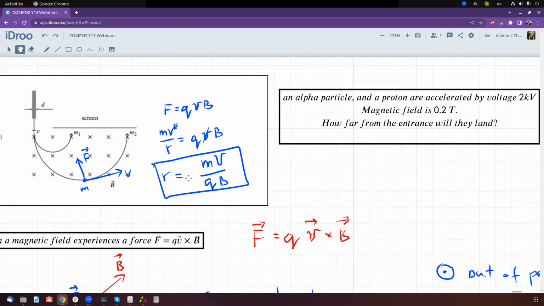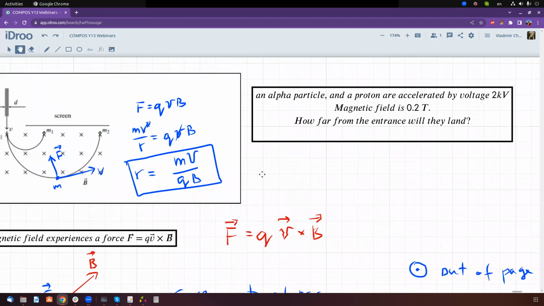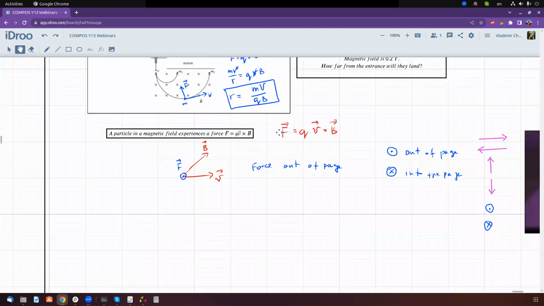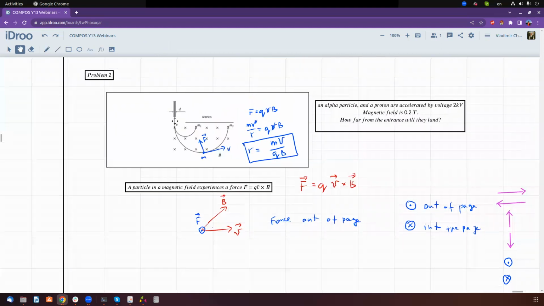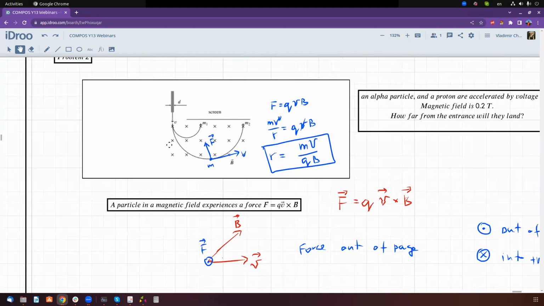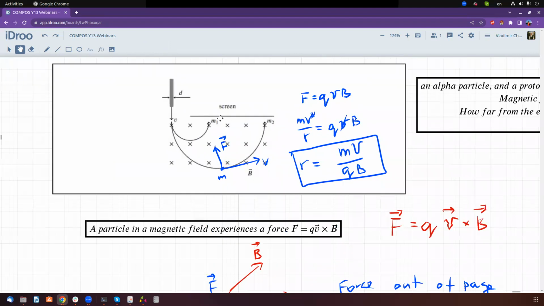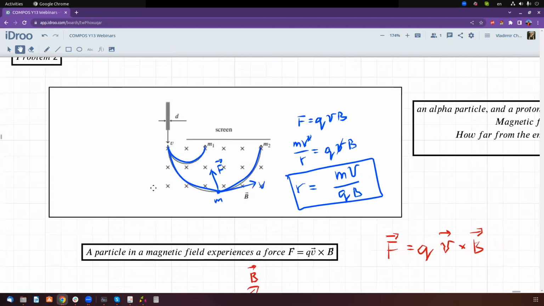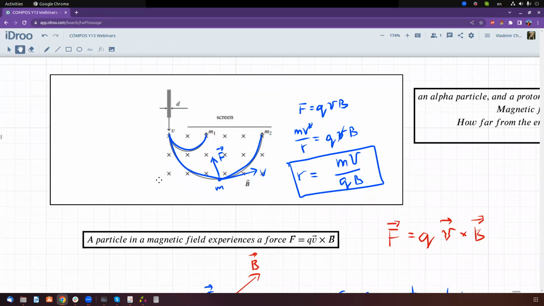So the question is, an alpha particle and a proton are accelerated by a voltage of 2 kilovolts, and they enter the magnetic field. This is the magnetic field, and they land on the screen. You can see that one particle lands here, and the other particle travels this way. So which one do you think is which? Which is the alpha particle and which is the proton?